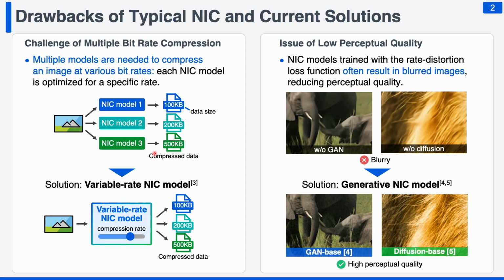Second, NIC models trained with the rate distortion loss function often result in blurry images like these images. To tackle this problem, some generative NIC models are proposed. These methods use generative models like GAN and diffusion model, improving perceptual quality like this.